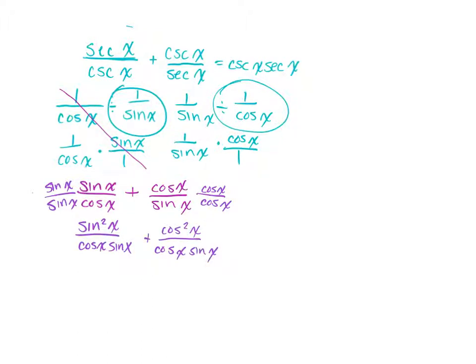And then we have our trig identities. Again, sine squared x plus cosine squared x is 1.